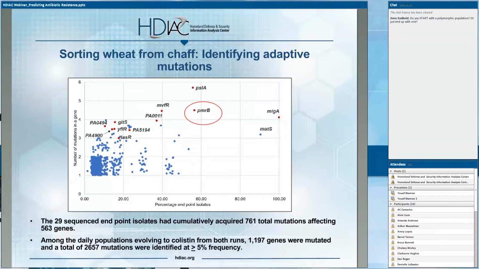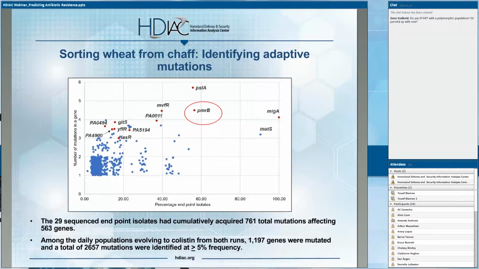So you're not going to be able to do genetics to test all the combinations of those things to find out which genes are actually the adaptive ones and which ones are just junk. So you have to take more statistical approaches to understand how to sort the wheat from the chaff. And in the course of the bioreactor experiments, where you're sampling the whole population, not just endpoint isolates that are single genomes, we had almost 1,200 genes mutated in those populations. So it's really difficult to figure out which ones are adaptive.